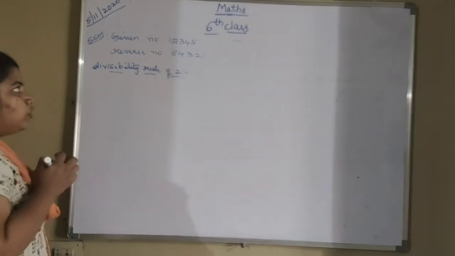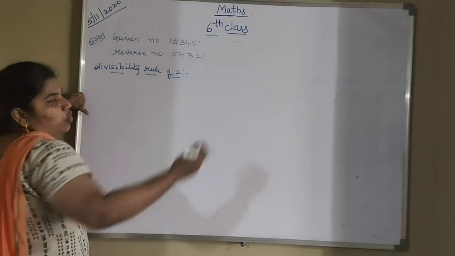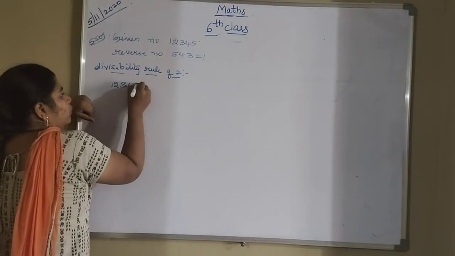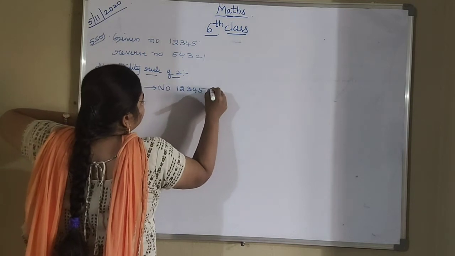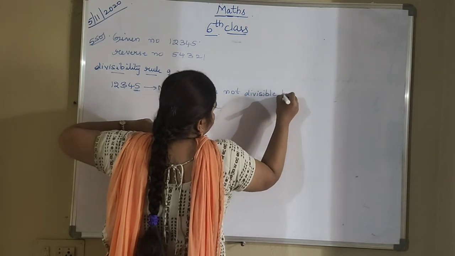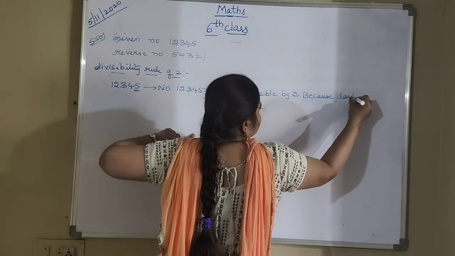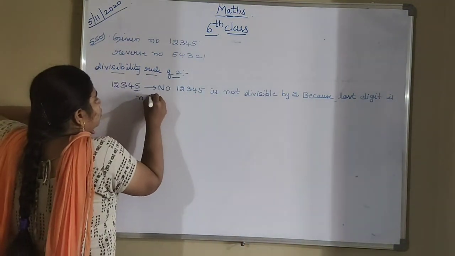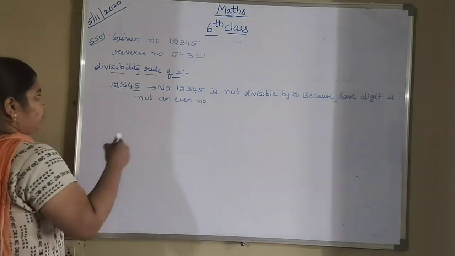What is the divisibility rule of 2? The last digit should be an even number. But in both cases, the last digit is not an even number, so it will not be divisible. The given number is 1, 2, 3, 4, 5. So no, 1, 2, 3, 4, 5 is not divisible by 2 because the last digit is not an even number.